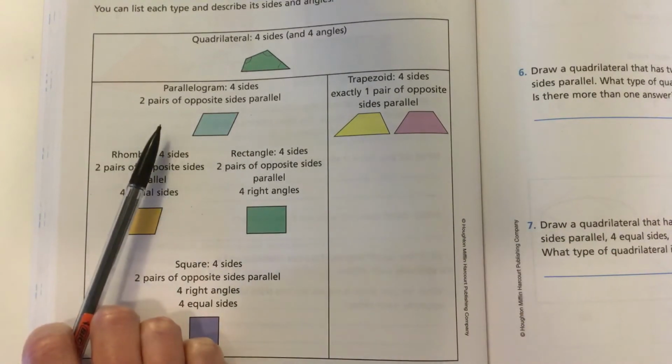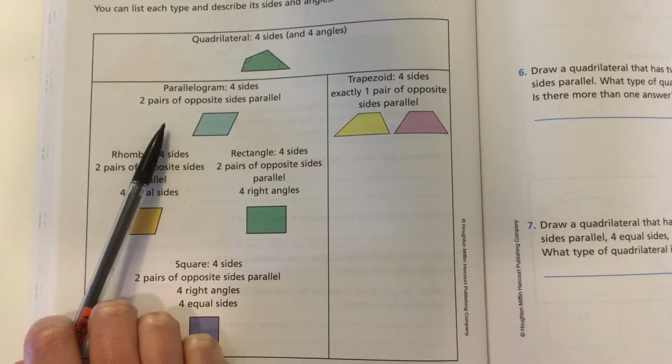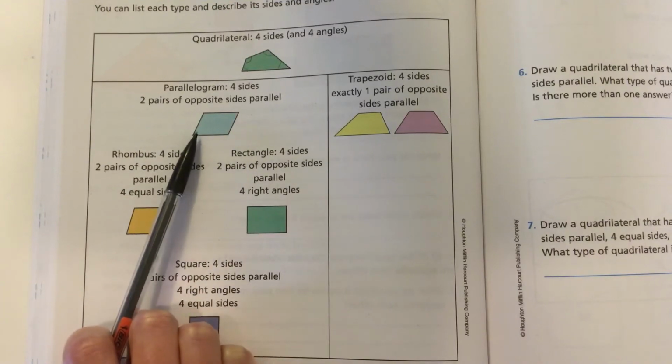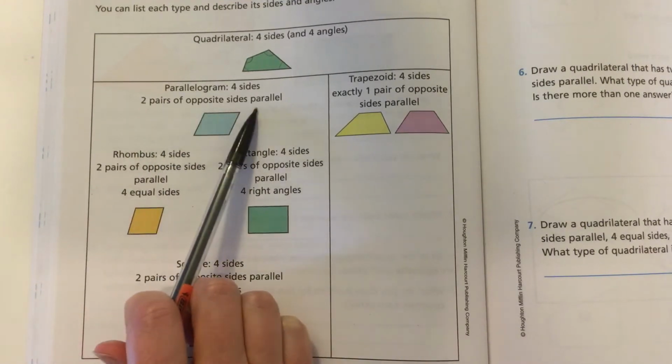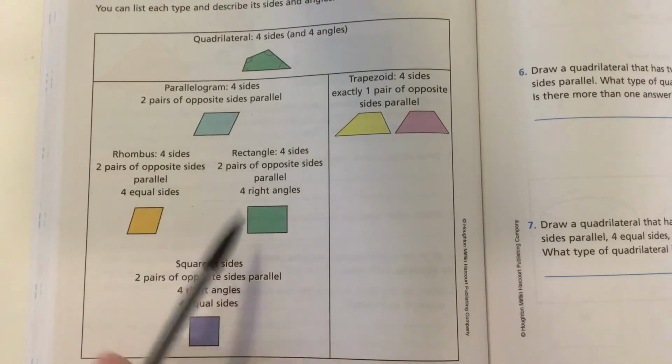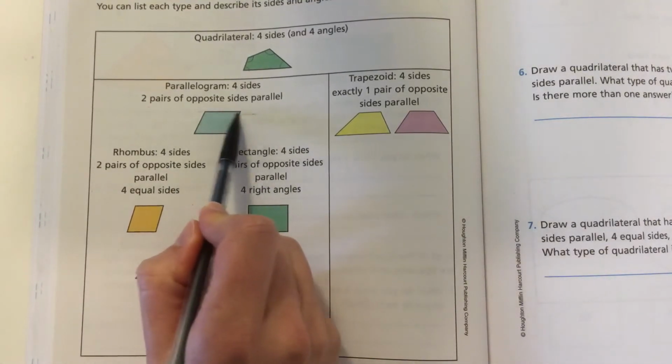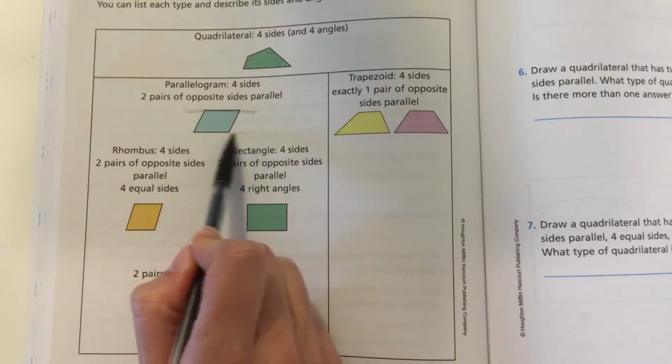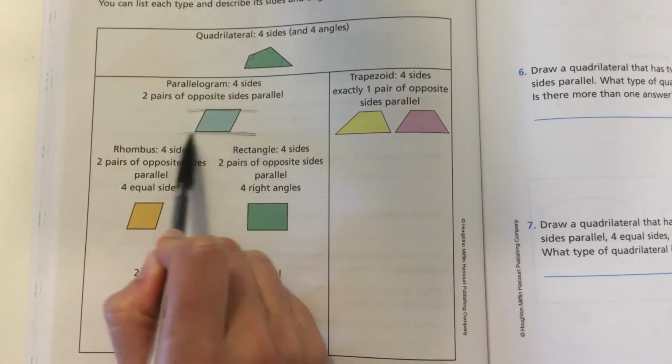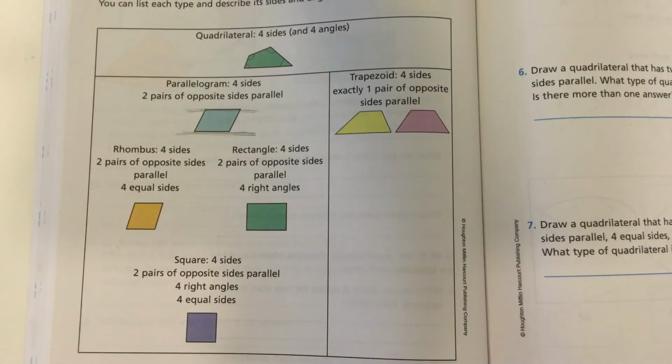Here we have a parallelogram, 4 sides, 2 pairs of opposite sides are parallel. That is a lot of our vocabulary words that we just learned in there. So it has 2 pairs of parallel lines and they're opposite each other. So those 2 lines right there, they're opposite. They're on either side of the shape.